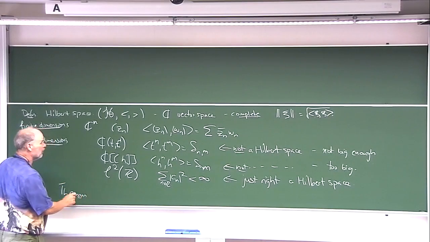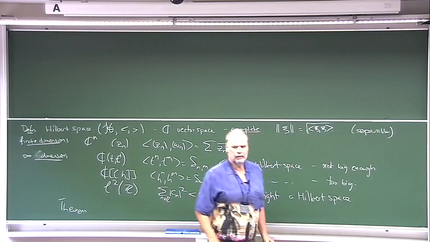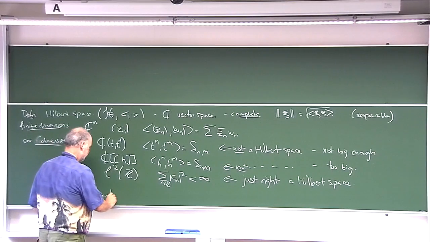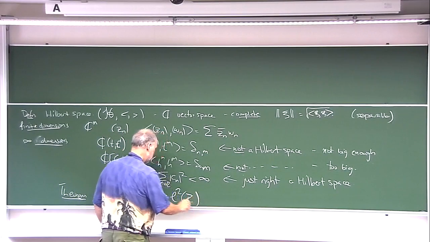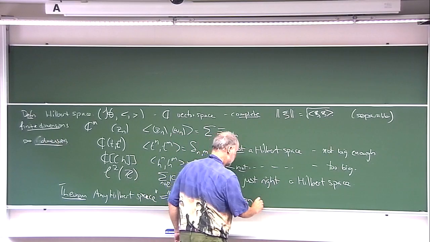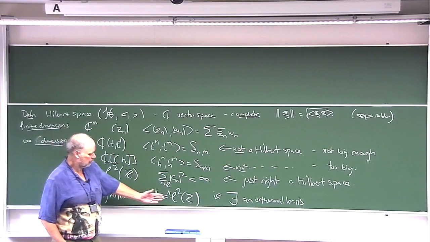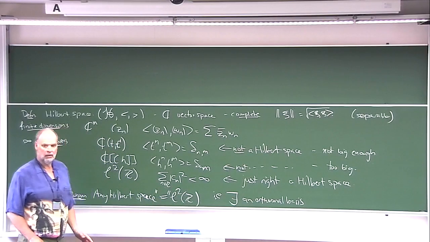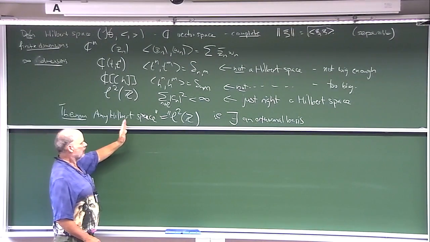Oh, by the way, until further notice, I will also assume that my Hilbert spaces are separable, which means there's a countable dense subset in the sense of topology. And there's a theorem that says any Hilbert space is actually equal to little l2 of Z. And I'll put that in quotes. And this simply means that there exists an orthonormal basis. And once you've got an orthonormal basis, then you can put it in bijection with Z. This is infinite dimensional, of course, and therefore becomes little l2 of Z. Okay? So these are the first few elementary facts about Hilbert space. So the theorem is that any Hilbert space is little l2 of Z.